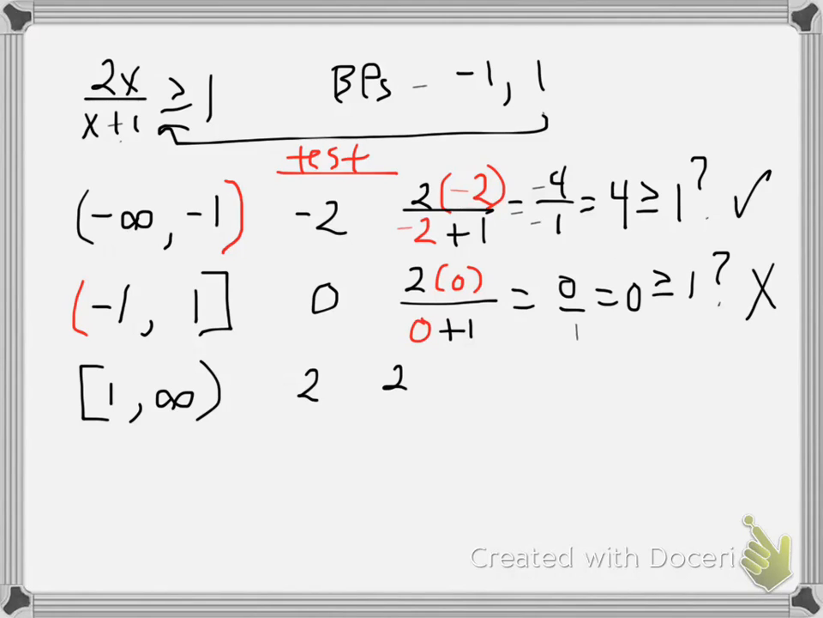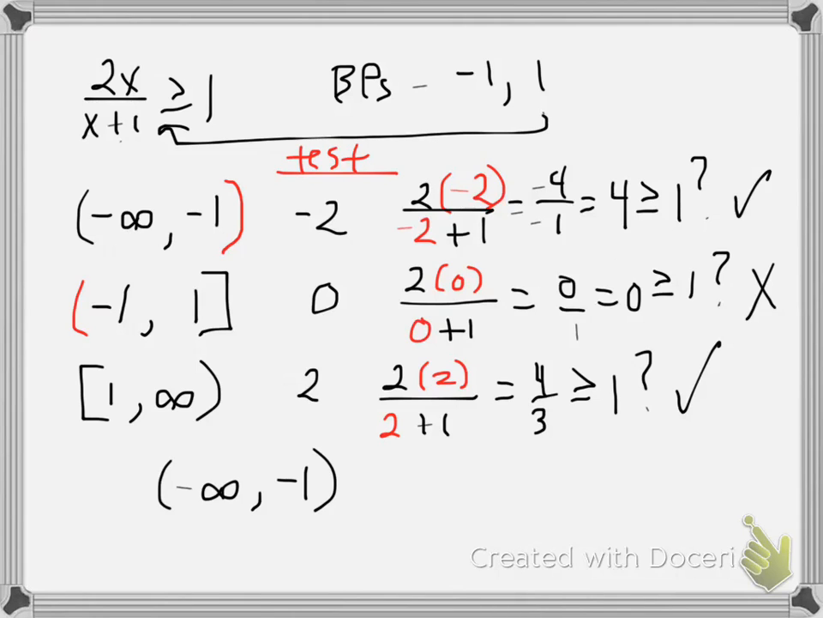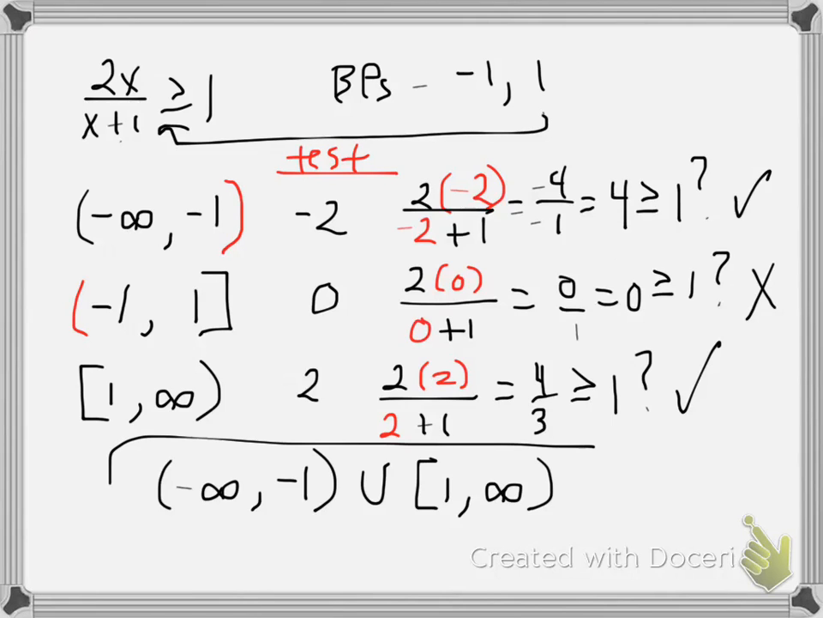Now lastly, let's plug in 2. So I plug in 2, and I have 2 plus 1 in the denominator. This gives me 4/3. Is 4/3 greater than or equal to 1? Well, yeah, it's not much bigger, but it is bigger. 1 1/3 is bigger than 1. And so our answer is -infinity to -1 union 1 to infinity. Hopefully that helps clear up some confusion.